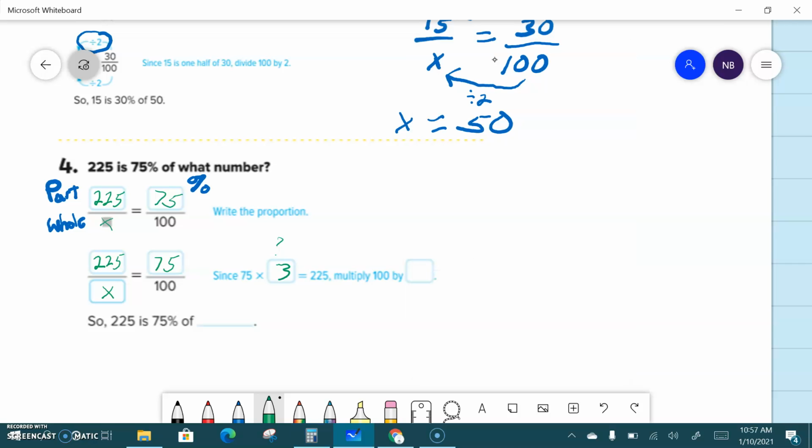So we're going to put a 3 in there. So then we're going to multiply 100 by 3. Okay, and if we do 100 times 3, we get 300. All right, so 225 is 75% of 300.